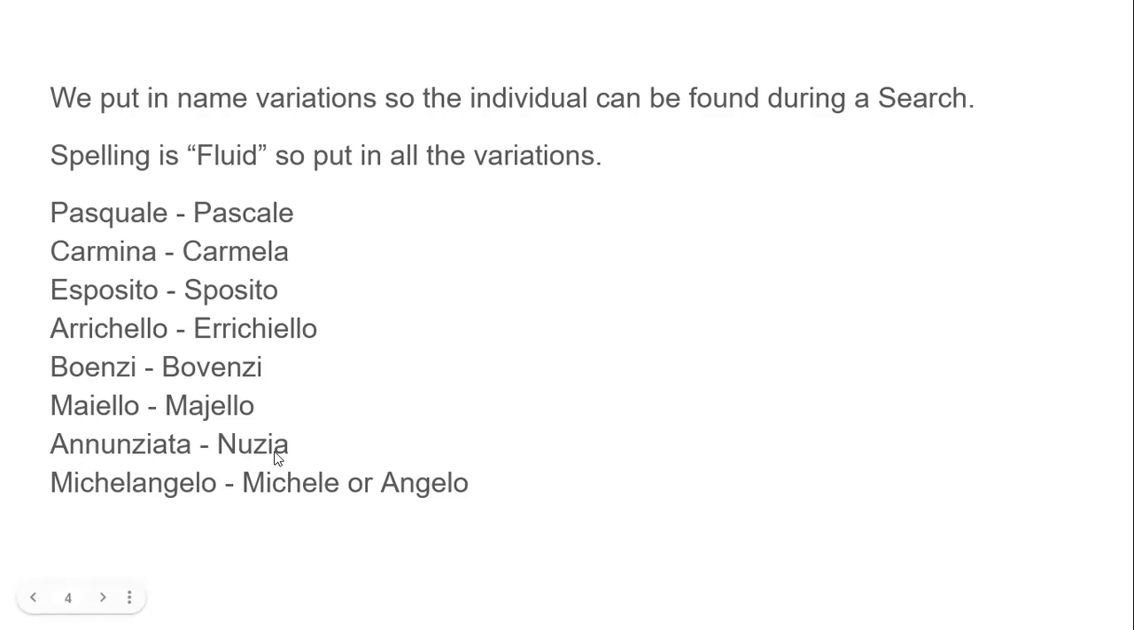Nunziata often went by Nunzia. Michelangelo often went by Michel or Angelo. If I type in Michel Picardi, Michelangelo Picardi probably won't come up. So that's why you put in the variations. Don't just make up variations. Make sure that you have sources for them, that they are in the records.